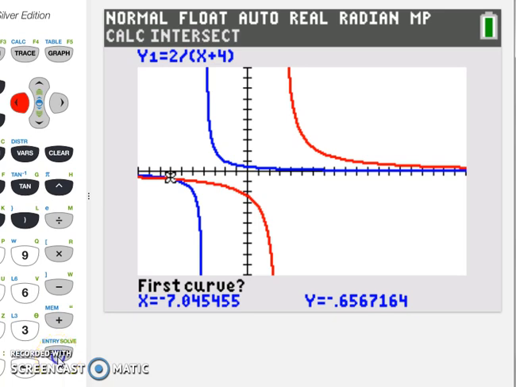I'm going to hit enter. Then I also want the red piece to be on this bottom half. So I'm going to hit enter, and enter again for the guess. It tells me that my intersection is negative 6.8, which is exactly what we had found when we solved it using math.